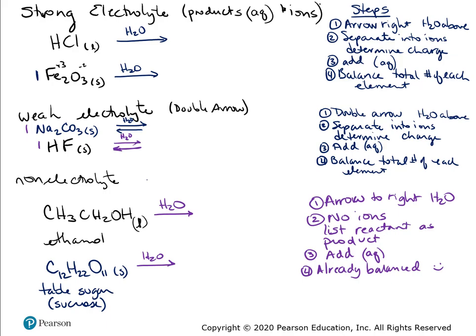All right. So in the first one, what did you do? You split HCl into H+ (aq) and Cl- (aq). And this one's already balanced, so you don't have to balance it, right? So it's already like a 1-in-1. One hydrogen on each side, one chlorine on each side.